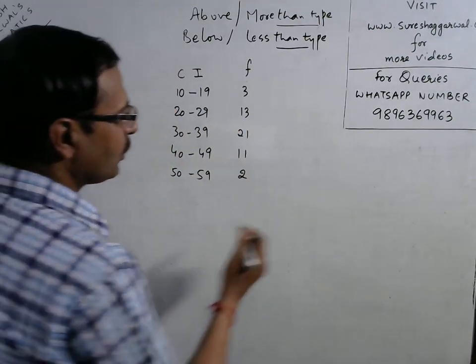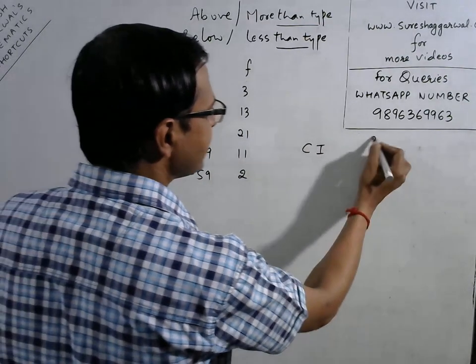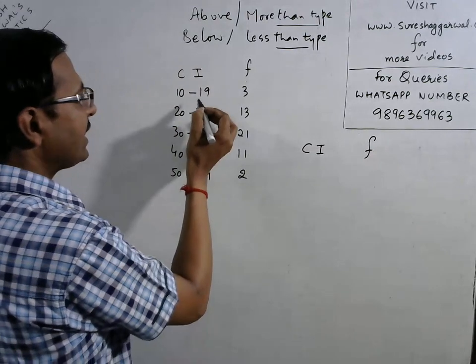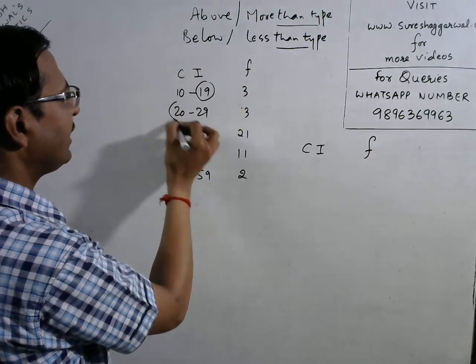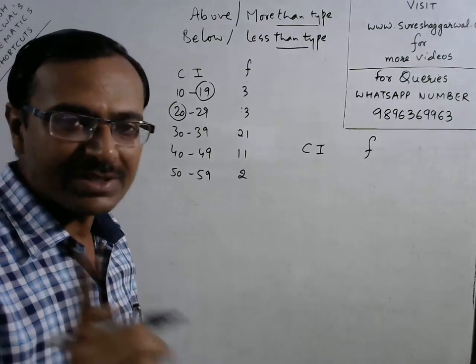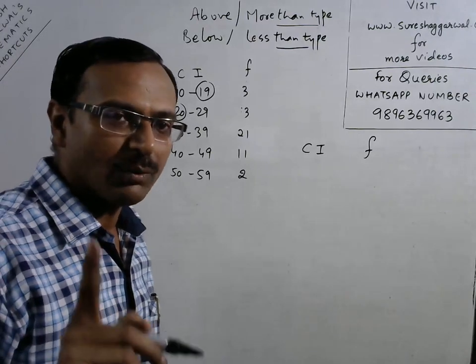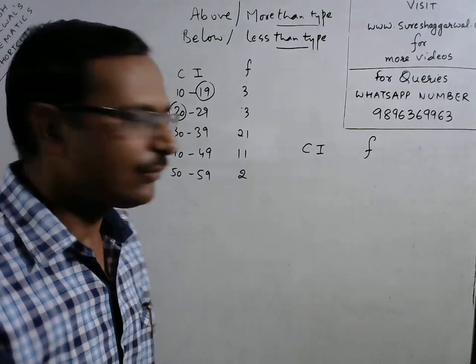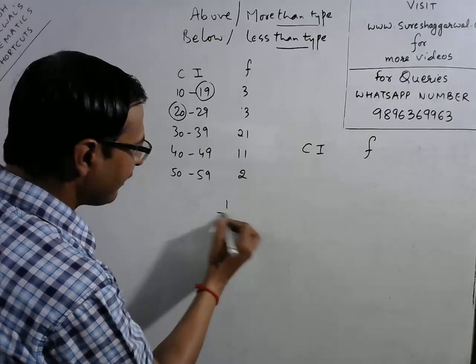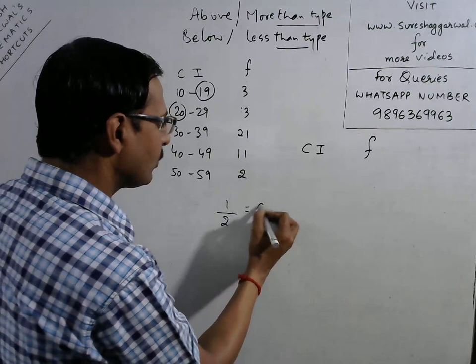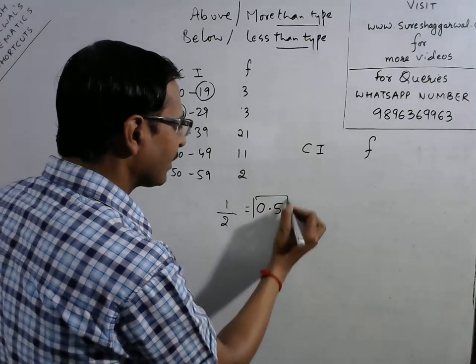So now what we do is, the class interval and frequency. In case there is a gap, now see this gap, here we have 19, here we have 20. So how much is the gap? The gap is only 1. So we take this gap 1 and divide it by 2. So this will come out to be 0.5.